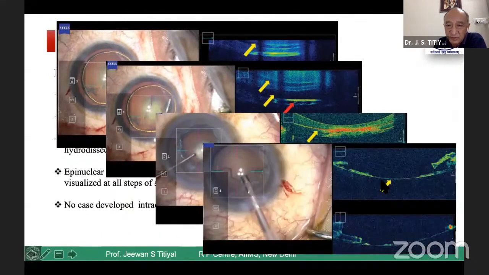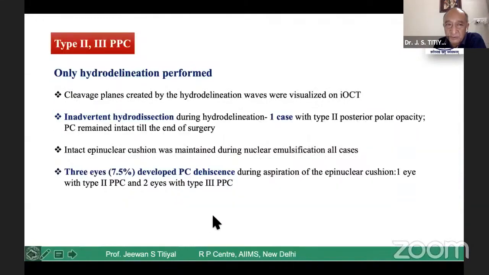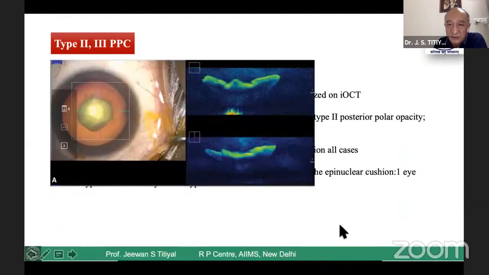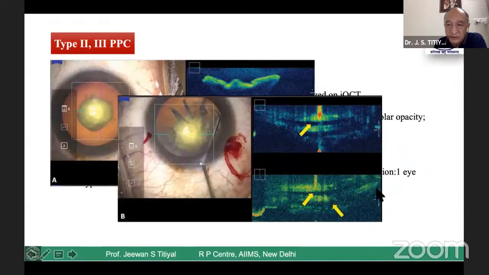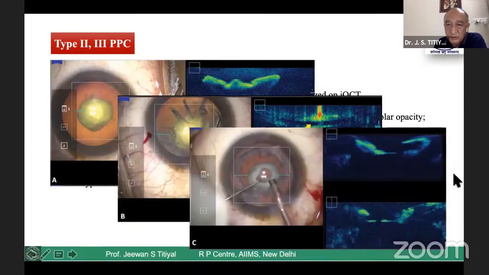You can see the completion of surgery, intact posterior capsule in these cases. Type 2, type 3, we don't do dissection, only delineation. You can see multiple delineations we can do in these cases. And subsequently, you can complete the surgery.